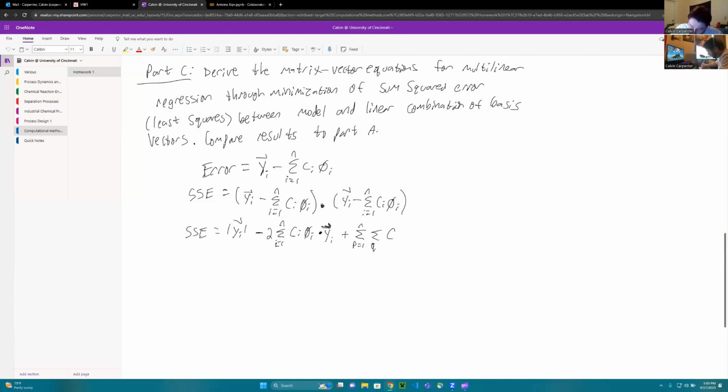The next one's going to be q. So we're going to have the first set of c's be p, and the second set is q. And the same thing for phi.